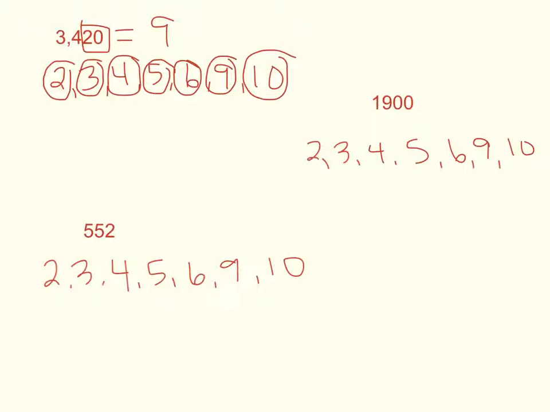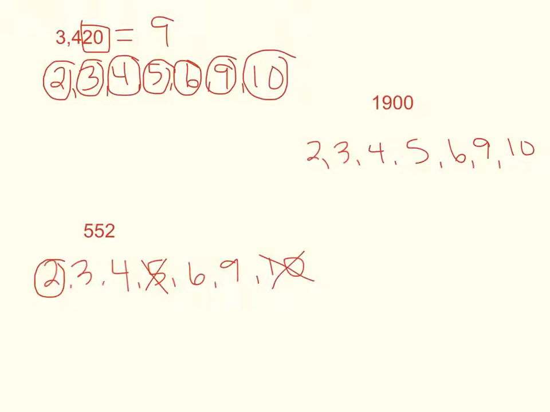My second example, 552, will start with the 2 again. I know that 2 is a factor if it ends in an even number. So yes, it is divisible by 2. 5 does not work because it does not end in a 5 or 0. 10 does not work because it does not end in a 0.